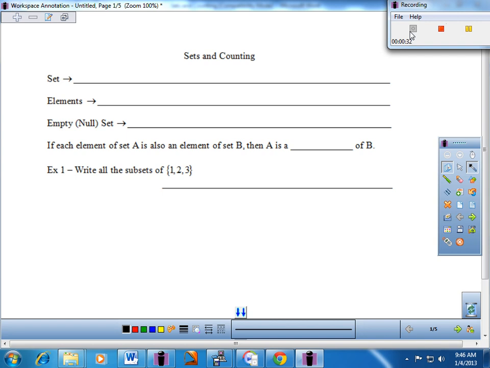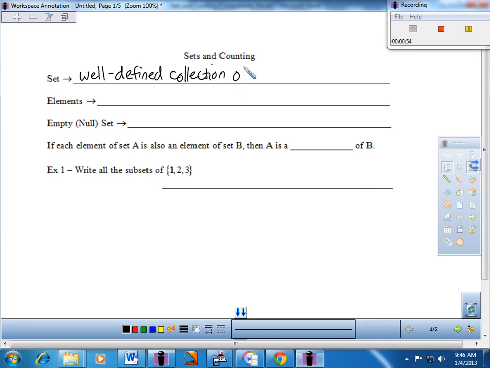So let's go ahead. We're going to probably put a few definitions into the mix here and do some examples as well. So let's start out with some definitions, some things that we'll see over the course of this unit. So first of all, let's go ahead and start with the set. So I have a set as a well-defined collection of distinct objects. That phrase will come up a lot during this unit.